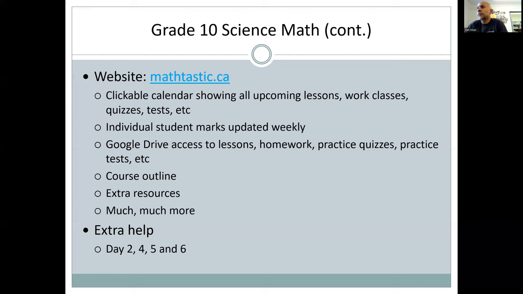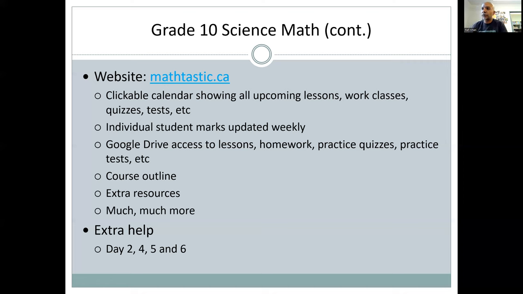There's a Google Drive as well, a public Google Drive that has, I think, about 1,000 files there. Again, I've been doing this course a long time, and I don't reuse my evaluation. So everything that I use from one year becomes a resource for the next year. So there's lots and lots and lots of practice there. At times it can be a little overwhelming, and that's why oftentimes I just tell students to look at the clickable calendar instead. The course outline is there. There's extra resources that are there as well. Links to Khan Academy, information, extra practice worksheets. There's a whole lot of stuff.